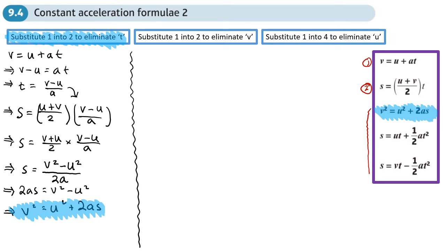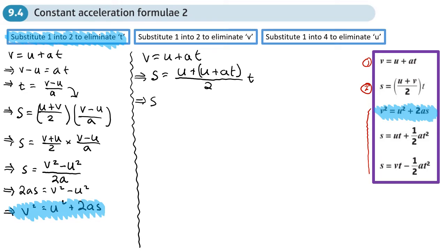do the second thing here, which is to substitute equation 1 again into 2, but this time to eliminate v. So we're going to make v the subject of this. Well, it's already the subject of that, so there's no rearranging required. v equals u plus at, and then I'll substitute that into equation number 2. So where I've got v, I'll replace it with u plus at. So I'll have s equals (u plus, and then v becomes u plus at), and that's all over 2 times t.